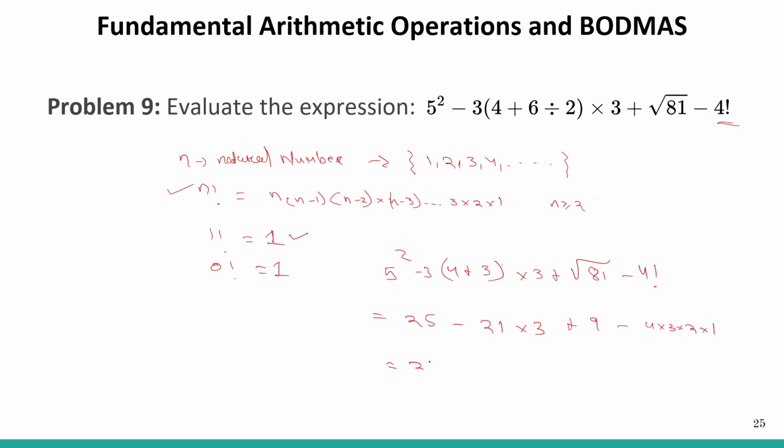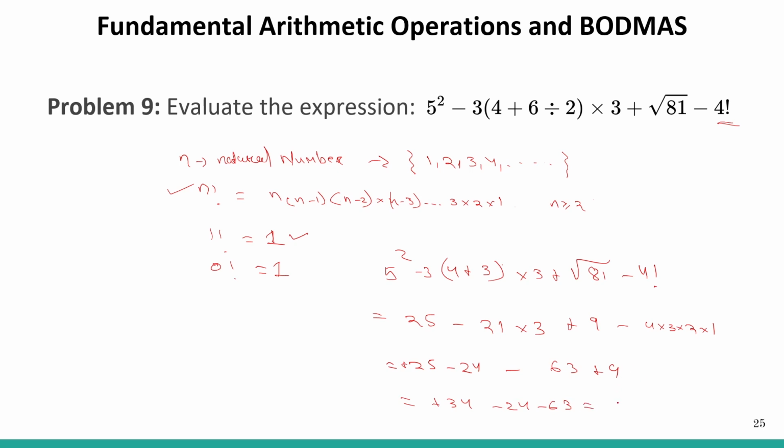So this is equal to 25 minus 24, and then minus 21 into 3. So this will be 63 plus 9. Let's do MAS now. There is no multiplication, and now we do the addition part. So plus 25 and plus 9 is equal to plus 34, minus 24, minus 63.